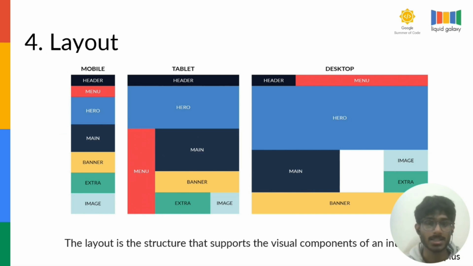So the next is layout. The layout is a structure that supports the visual components of an interface and is the backbone of UI design. It determines how users interact with the interface. Common layout techniques: grid-based layout keeps elements structured and aligned. F-pattern and Z-pattern guide users' eye movement naturally. Card-based UI is used in dashboards and feeds for easy navigation.